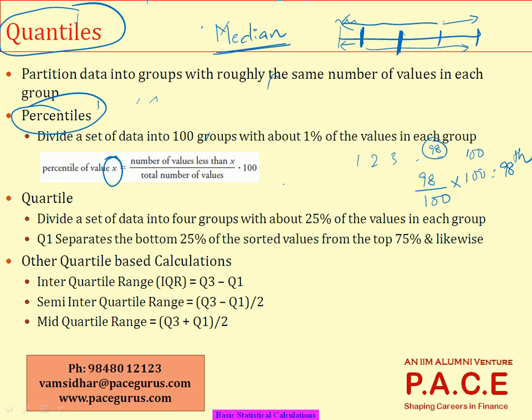Whenever we talk about the interquartile range, the most common calculation is Q3 minus Q1. The semi-interquartile range is the average of Q3 minus Q1, and another calculation generally done is the mid-quartile range, which is the average of Q3 and Q1. These are the three most common calculations done with respect to quartiles for analysis of our data.